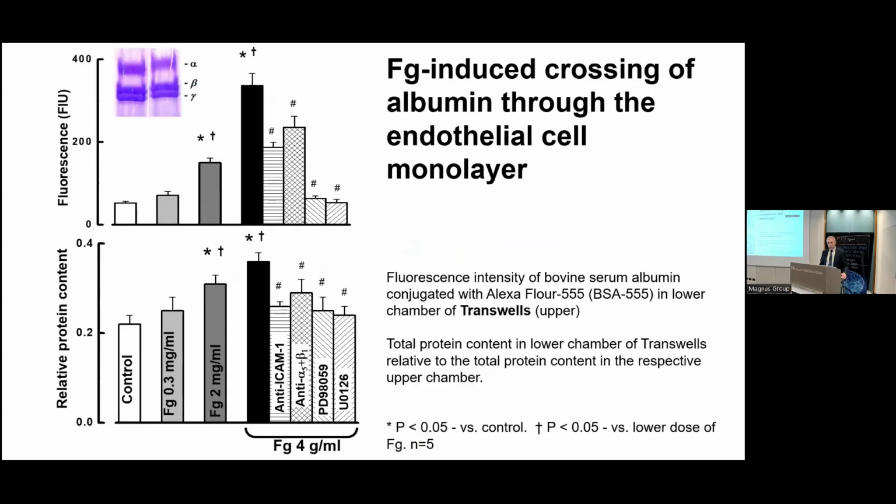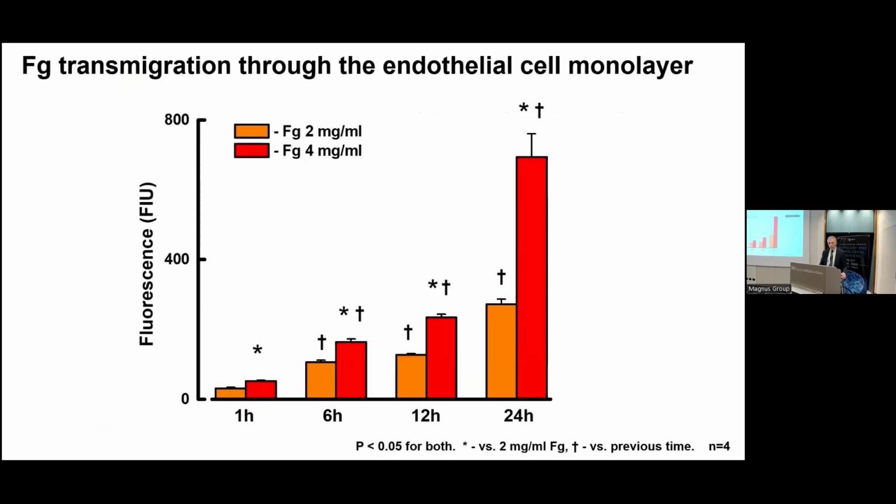We tested the effect of fibrinogen on permeability, and we found that fibrinogen induced increased crossing of albumin through the endothelial cell monolayer, and this effect was dose-dependent, as you can see. Fibrinogen itself can cross this endothelial cell monolayer, and again, it is a dose-dependent effect.